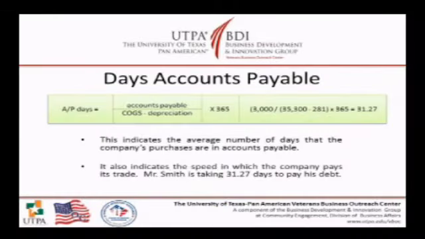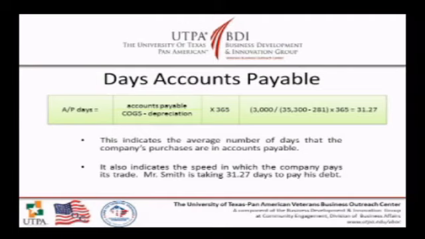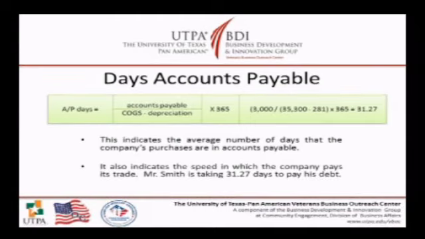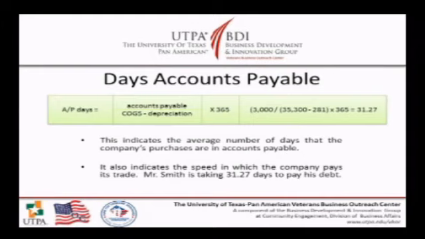Days accounts payable. This is a liability thing. So what we do for accounts payable, the days, is take accounts payable divided by the cost of goods sold minus depreciation times 365 days. Here we're going to take 3,000 divided by 35,300 minus 281 times 365 days, which is going to equal 31.27. So basically the 31.27 is how many days it takes for him to pay his debt.